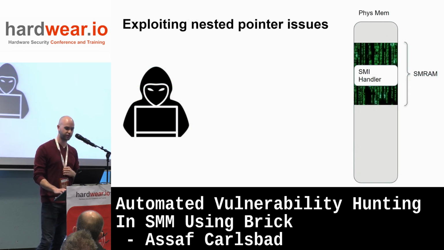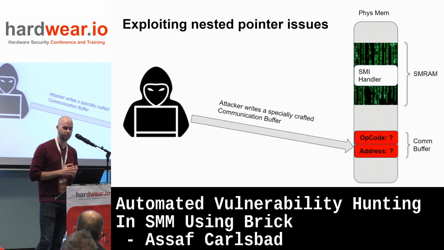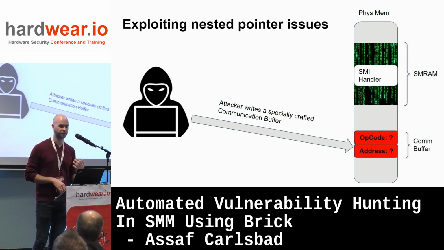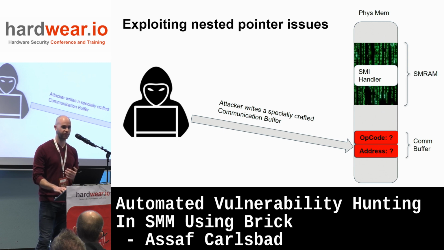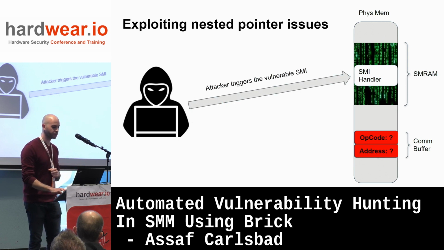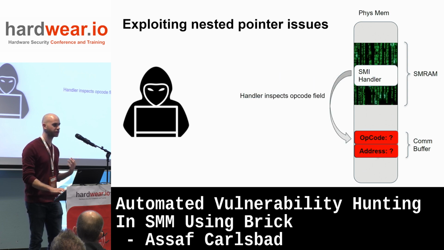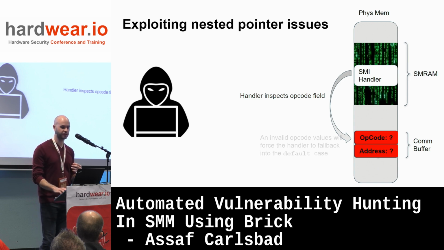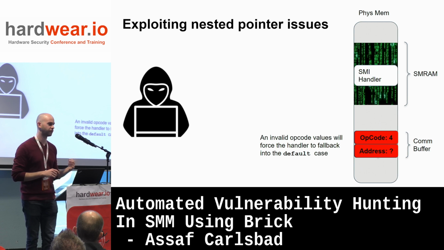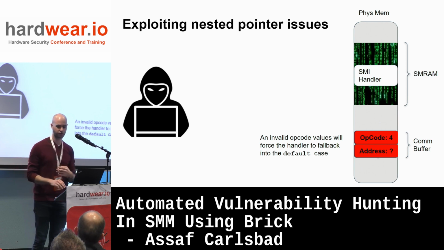So in order to exploit this condition, the attacker would first craft a communication buffer, write it to a location in physical memory accessible to him that is outside of SMRAM, and then, just like before, trigger the vulnerable SMI. The SMI will first inspect the operation code field to determine what it should do next, but since this field is under the attacker's control, he can choose an invalid value and therefore force the handler to go into the default clause.